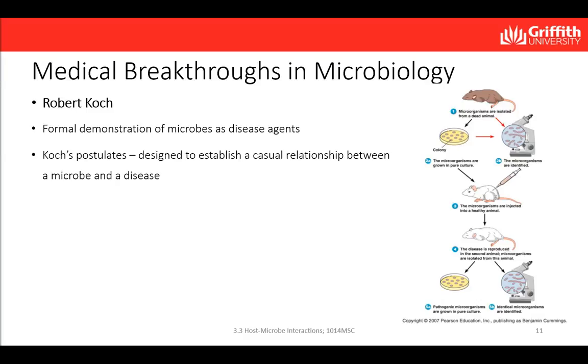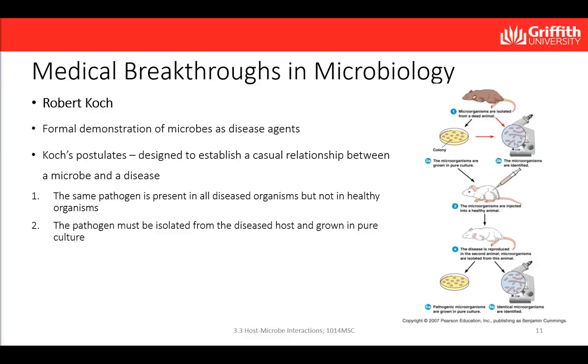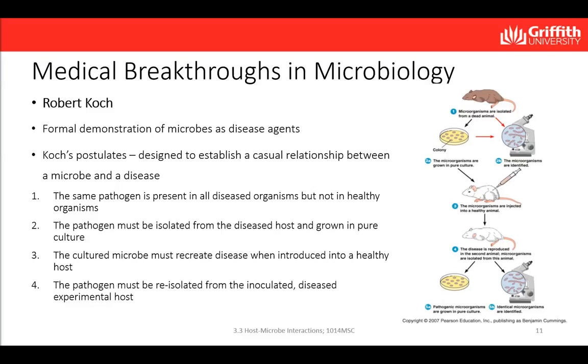The Koch postulates are: the same pathogen must be present in all diseased organisms, but not in healthy organisms. The pathogen must be isolated from the diseased host and must be able to be grown in pure culture. That cultured microbe taken from a diseased host must recreate the disease when introduced into a healthy host. And finally, the pathogen must be re-isolated from the inoculated, diseased experimental host, as shown in the figure on the right.